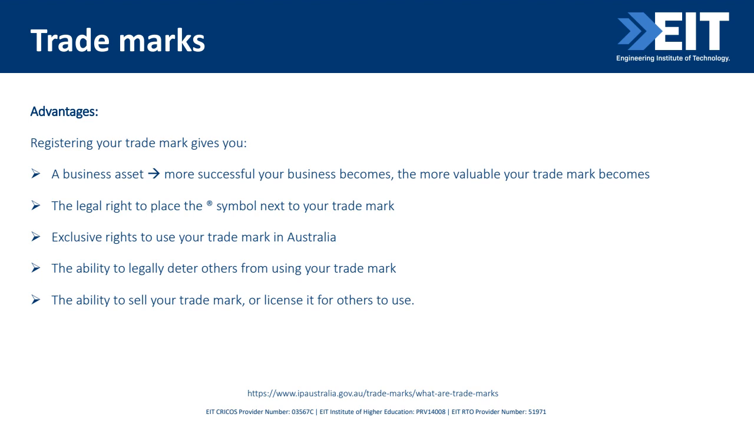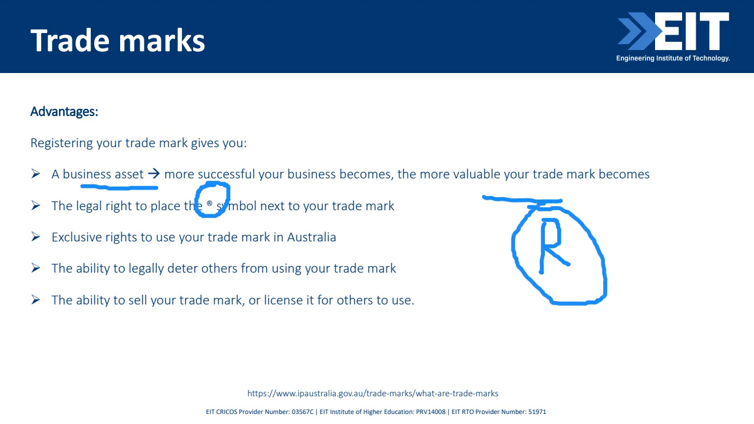So registering your trademark is sort of a business asset. The more successful the business becomes, the more valuable the trademark becomes. It gives you legal right to place this registered symbol, and it will deter other people from using your trademark in their business. It will also give you exclusive right to use that trademark in Australia, ability to legally deter others, and ability to sell that, license that for others to use it.